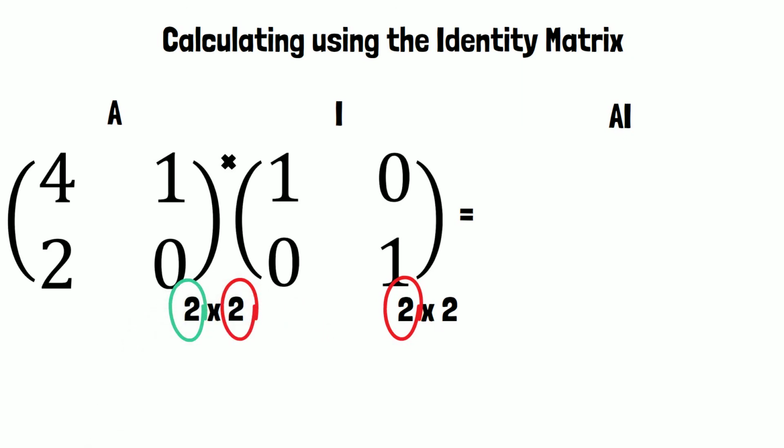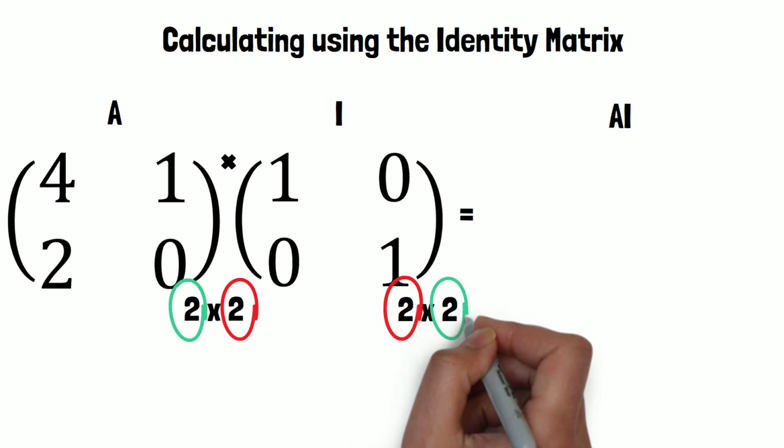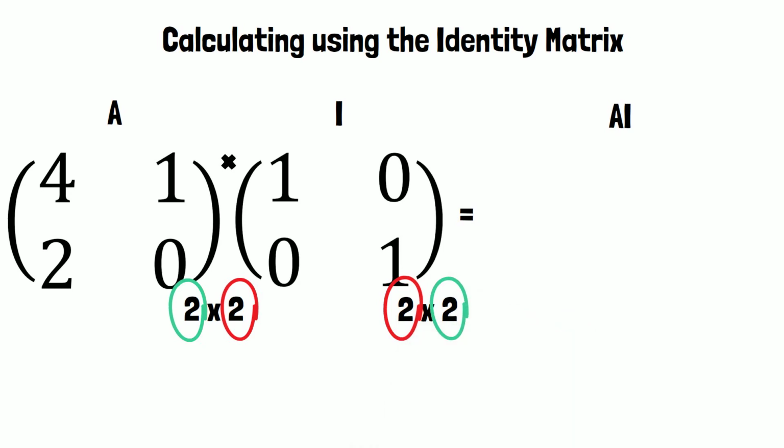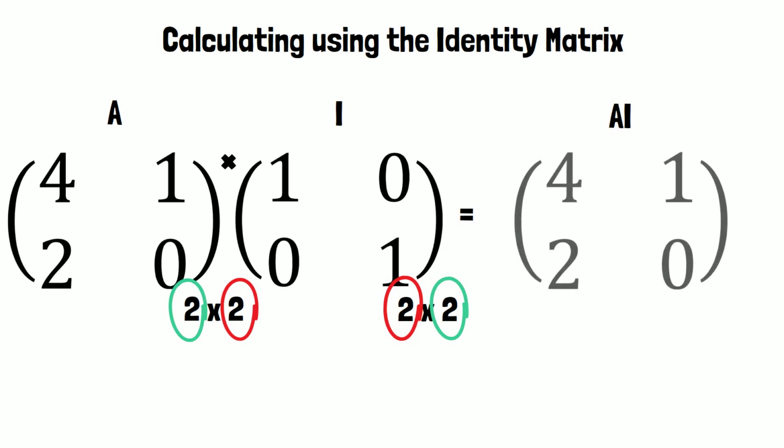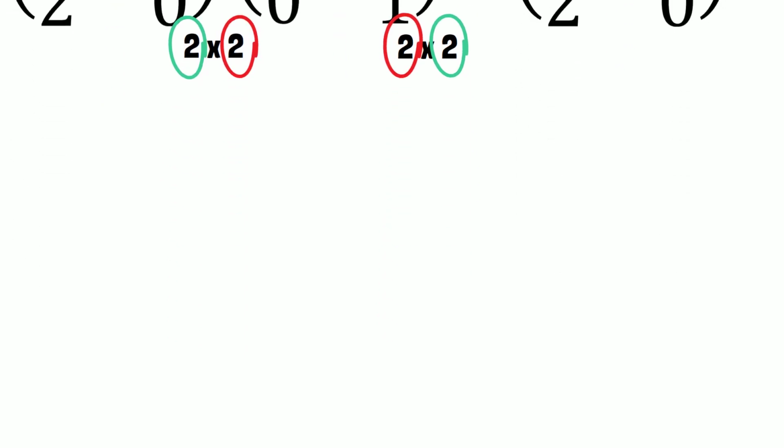To calculate the new matrix AI, we multiply the rows of matrix A by the columns of matrix I. So 4 times 1 plus 1 times 0 is 4. 4 times 0 plus 1 times 1 equals 1. 2 times 1 plus 0 times 0 equals 2. And 2 times 0 plus 0 times 1 equals 0. We find that the answer AI equals matrix A.